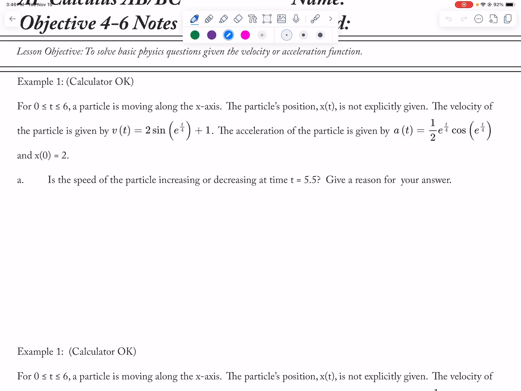Okay, so let's take a look at this lesson. I want to know if the speed of the particle is increasing or decreasing. So I need to find out what v of 5.5 is, and I also need to figure out what a of 5.5 is. When I find v, I'm going to plug 5.5 into t. And then I'm going to do the same thing for a.